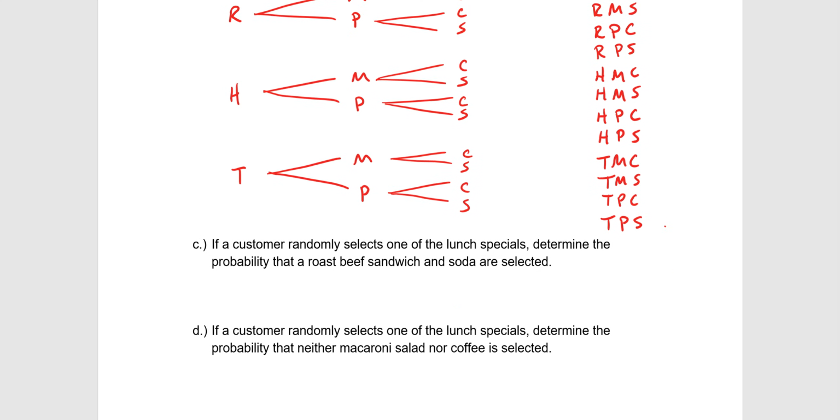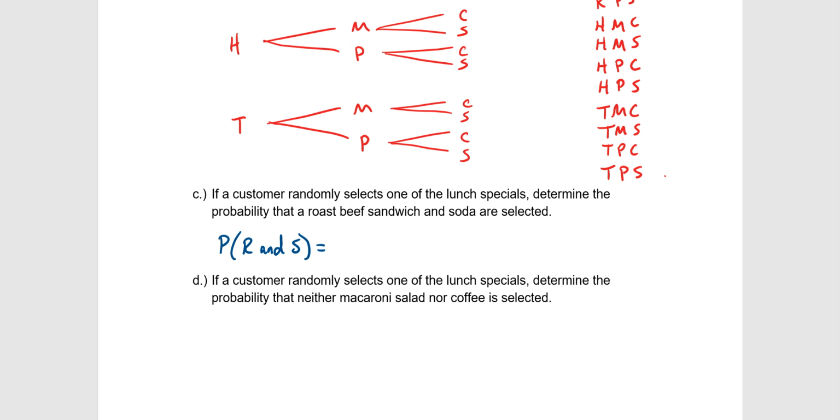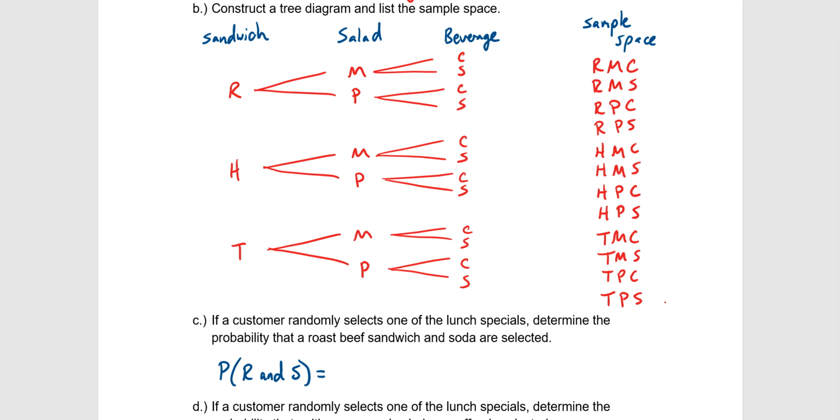Okay, let's go ahead and answer these probability questions. For the first one, if a customer randomly selects one of the lunch specials, determine the probability that the roast beef sandwich and soda are selected. So we're looking at the probability for R and S. We're going to go back up to our sample space and see how many options have an R and an S in it. So we have one here, R and S here, and that is it. So there are two possible options that have roast beef and a soda.